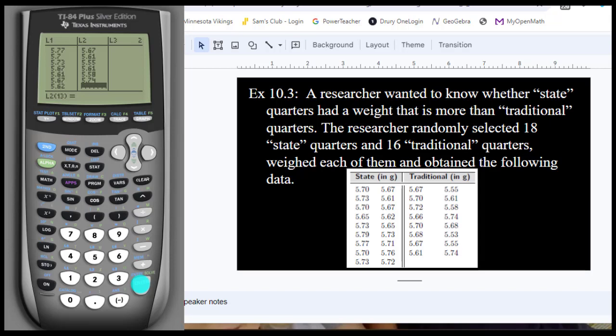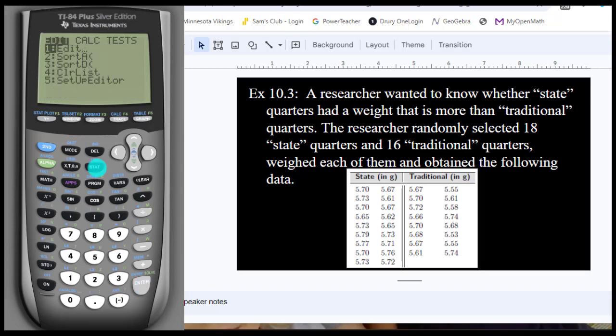Okay, 5.68, 5.53, 5.55, 5.74 again, it looks like. On my screen here, it's hard to see which ones are 7s and 4s on some of those. All right, so looking at this, we have our 16 values there. We have the raw data.